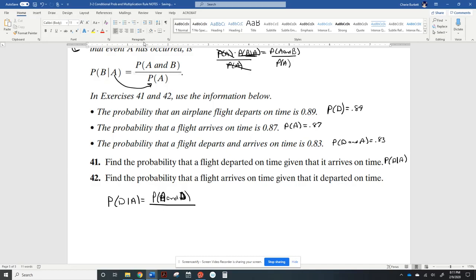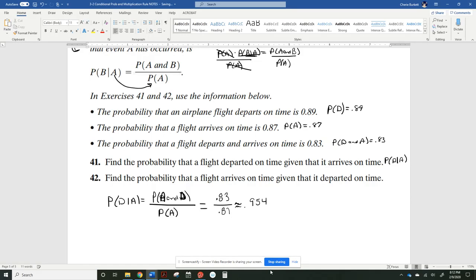Well, that's not new. We did that when we did those tables. We put what was given as the new sample space. All right, so I think we have these two numbers. Departs and arrives on time, that's 0.83. And then the probability of A, that was given right here, that's 0.87. So we can calculate the probability of departing on time given that it arrived on time. I think that comes out to be about, it's not exactly, it's about 0.954.